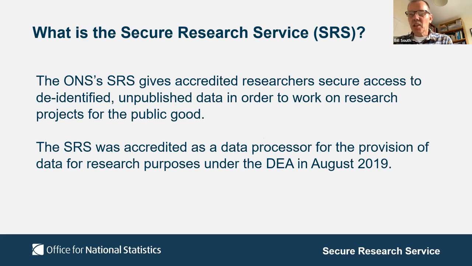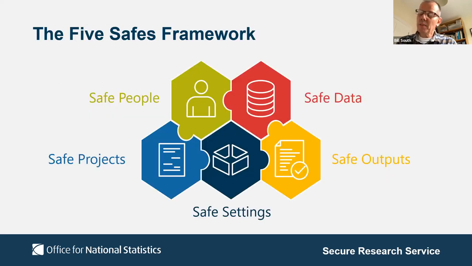So the ONS's Secure Research Service is our trusted research environment. We were accredited as a data processor for the provision of data under the Digital Economy Act in August 2019. Next slide, please. We operate under the Five Safes framework, which I'm sure many of you are familiar with, but essentially only accredited people can access the environment. They first have to do training and pass an assessment. Once they've done that, they can apply to use the system and have a project. That too has to be accredited.